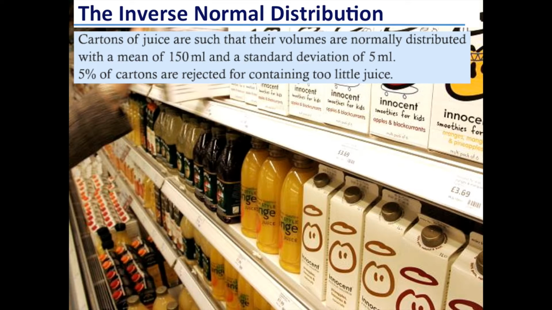Let's have a look at a more realistic question then. So this one tells us that cartons of juice are such that their volumes are normally distributed with a mean of 150 mils and a standard deviation of 5 mils. It tells us that 5% of cartons are rejected for containing too little juice. So just pause the video, have a go at that yourself.